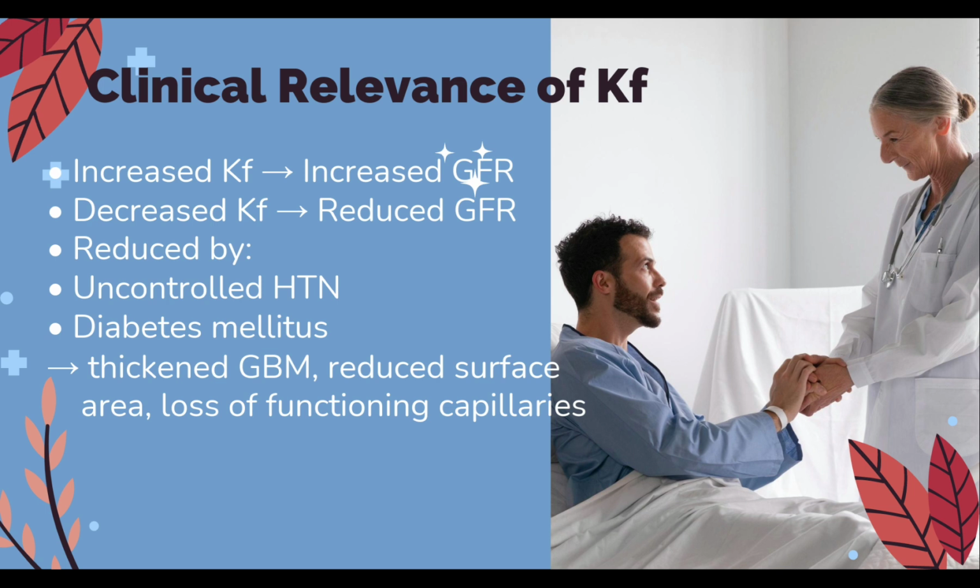So what is the clinical relevance of Kf? Why do we have to know about the glomerular capillary filtration coefficient? When there is an increased Kf value, there is usually an increased glomerular filtration rate, and when there is a decreased Kf value, there is a reduced glomerular filtration rate. The Kf value can be reduced by uncontrolled hypertension and diabetes mellitus, because in these conditions there can be a thickened glomerular basement membrane, reduced surface area, and loss of functioning capillaries. These can lead to a reduced value of Kf.